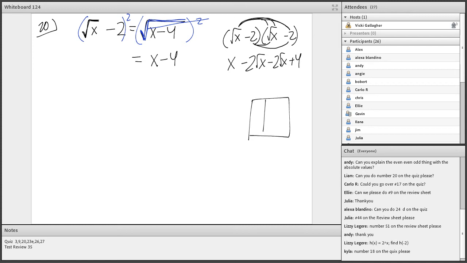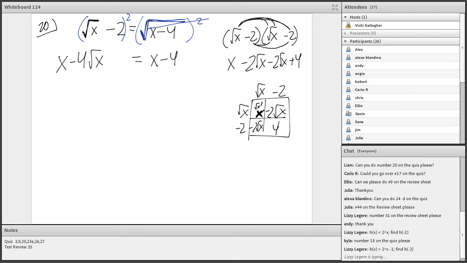If you like the box method, you're going to put rad x minus 2 and then another rad x minus 2, since we're multiplying it by itself. And then a square root of x times another square root of x. That, again, is technically the square root of x squared, but that's just x. So that turns into x. This is negative 2 rad x, negative 2 rad x, and positive 4. And so on the left-hand side, you end up with x minus 4 rad x plus 4.